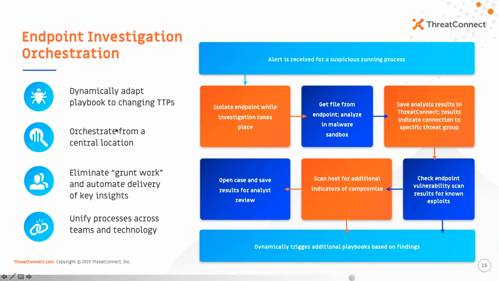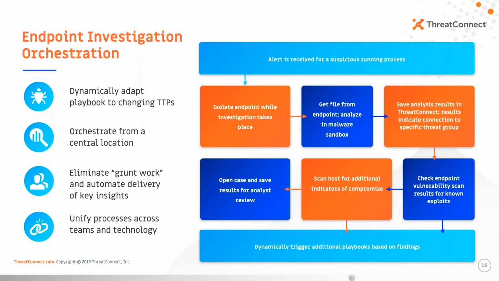And finally, to wrap up, and this example is a little more detailed, let's look at an endpoint investigation orchestration. So we're solving for all the same problems as before, but we're also going to solve for a rapidly changing threat landscape. We're going to adapt this playbook to the changing TTPs that the adversary might be using. So this starts with an alert that is received for a suspicious running process. So the playbook's going to isolate the endpoint during the investigation.